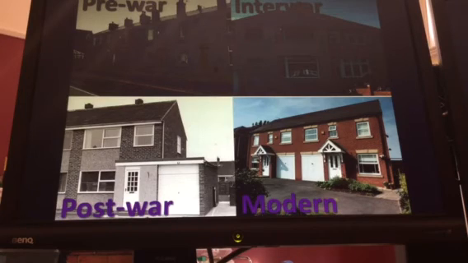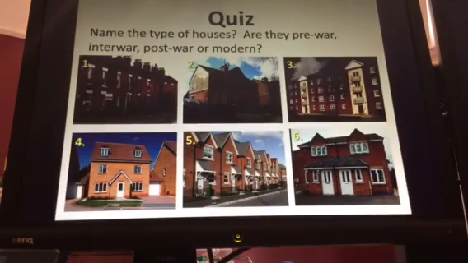Then we go to the post-war period at the bottom here, and you can see they're quite simple houses, quite square in their style. And then finally the modern houses, and you can see several things have been added to them. There's a little box on the side there, some sort of burglar alarm by the look of it. They also have a porch over the front door as well.